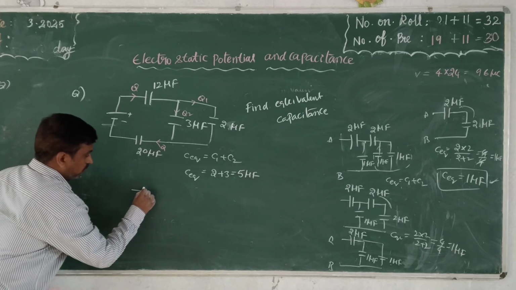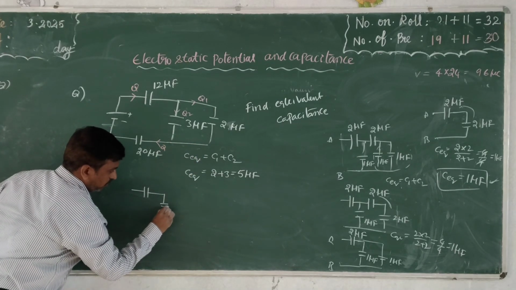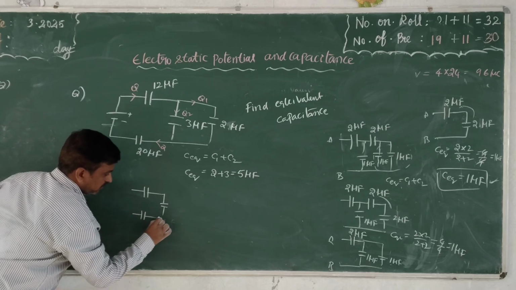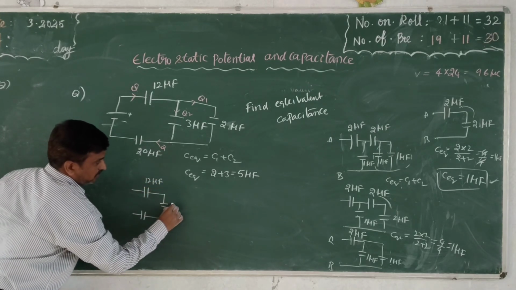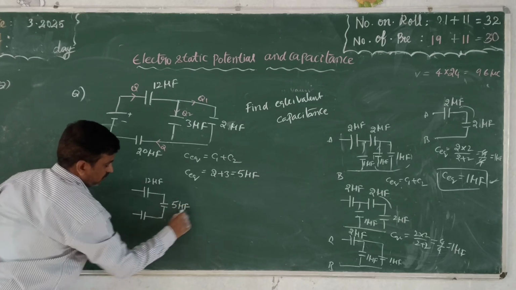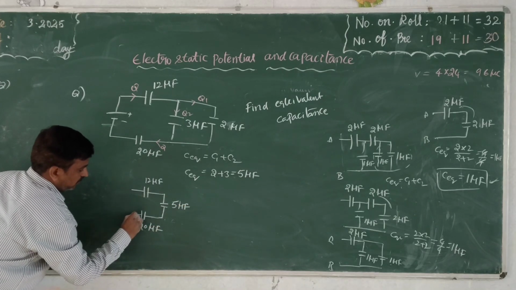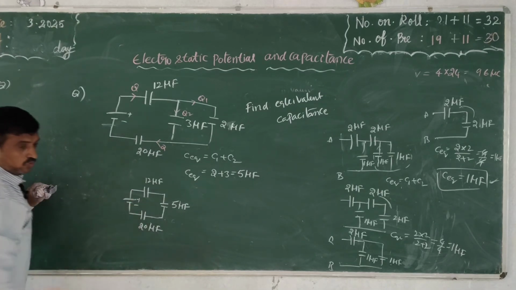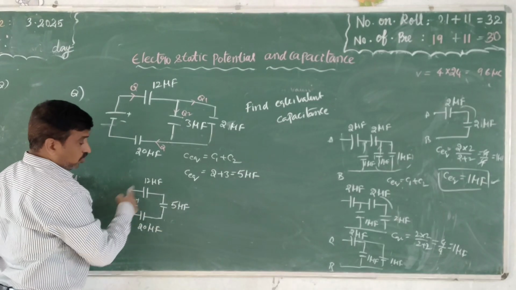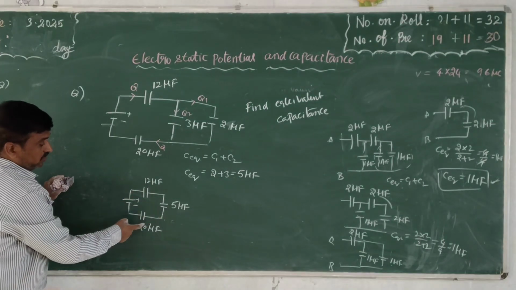I write the circuit again. Its resultant is this one, 5 microfarads. It is 12 microfarads, its resultant is 5 microfarads, and this is 20 microfarads. It is connected to the cell, positive and negative. Now these three are in series. Why? Because here q charge, here q charge, here q charge.